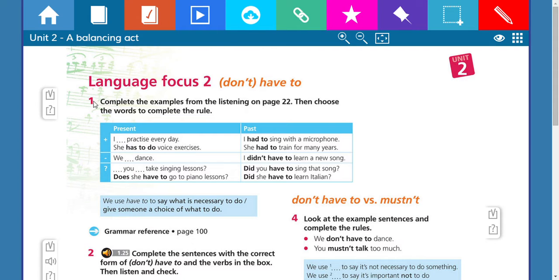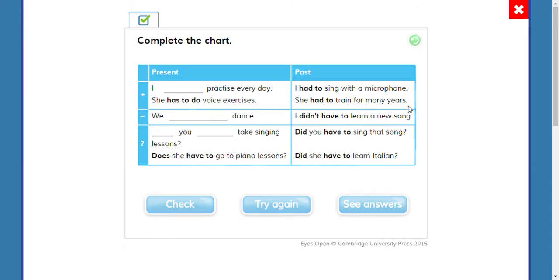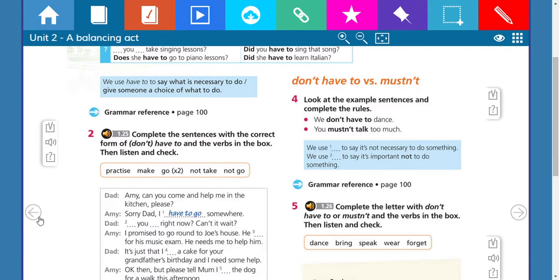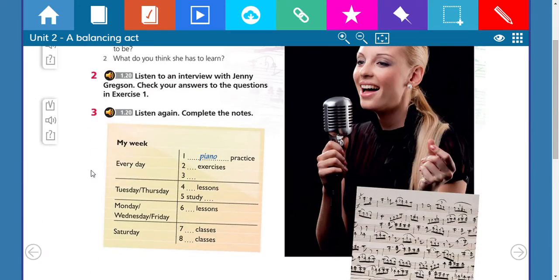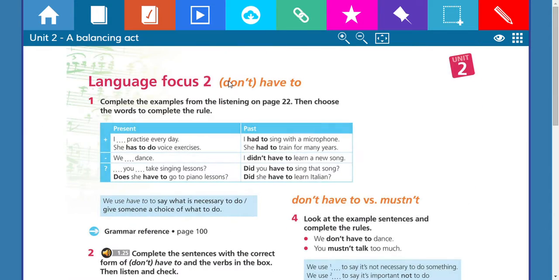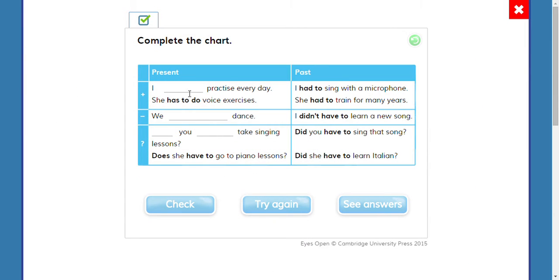Now let's see. Number 1. Complete the example from the listening on page 22. Then choose the words to complete the rules. So for this activity, we need to remember present and past. Practice every day. Could be have to: have to practice every day. Remember, in the third person, he, she, it has to practice voice exercise.